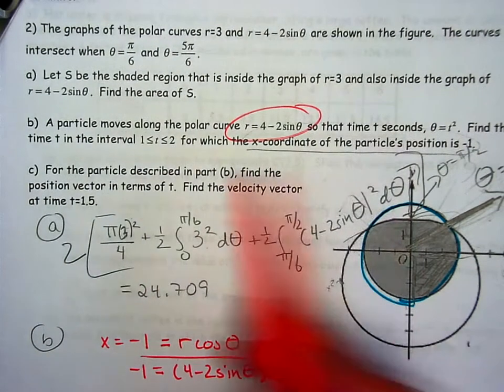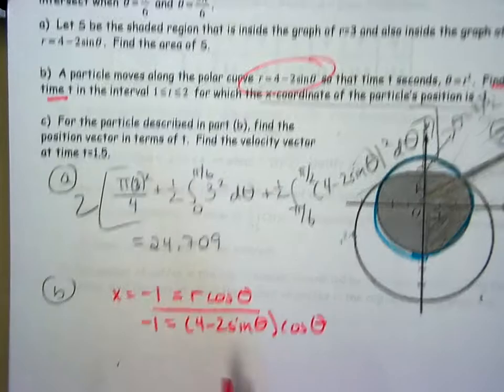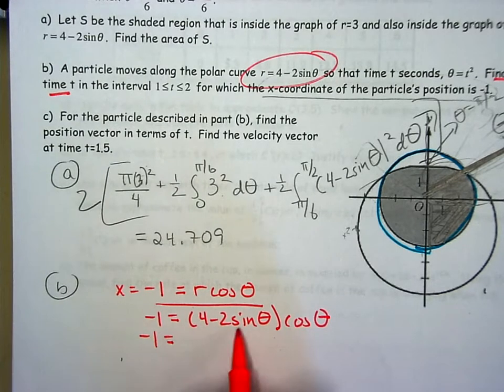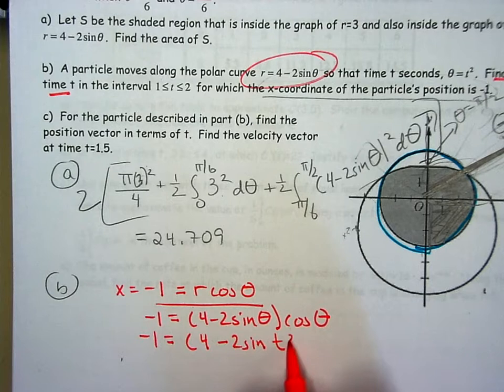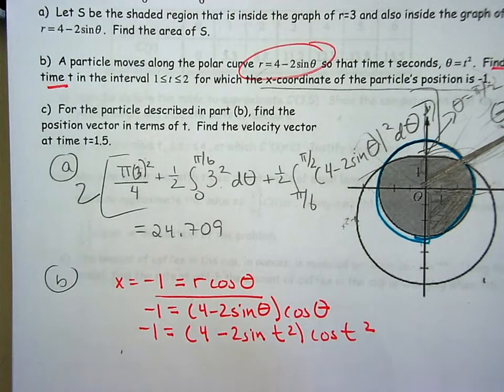but they want you to find the time t. So you can solve this right now, or I'm going to go ahead and plug in t squared for theta. So I get (4 minus 2 sine t squared) cosine of t squared. I'm going to use my calculator to solve it, y1, y2. It will cross them multiple times, find the first place it happens, because remember a polar graph you go around and around. The first value that it happens is at 1.4279.